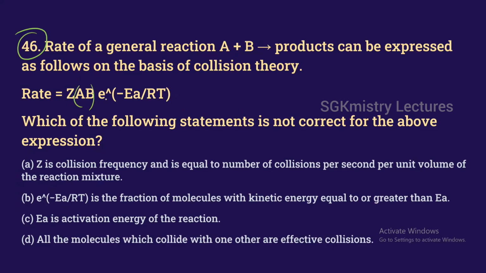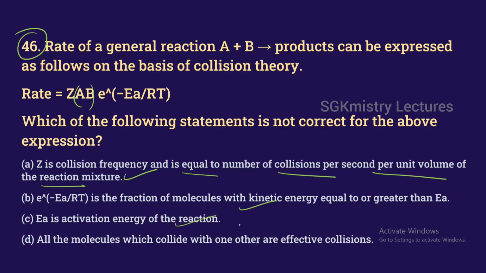So Z_AB e to the power of minus Ea by RT. Which of the following statements is not correct for the above expression? Z is collision frequency and is equal to the number of collisions per second per unit volume. Yes, this is correct. e to the power of minus Ea by RT is the fraction of molecules with kinetic energy equal or greater than Ea. Yes, this is also correct.